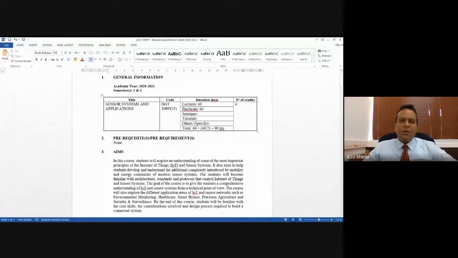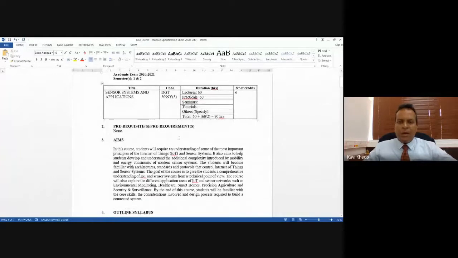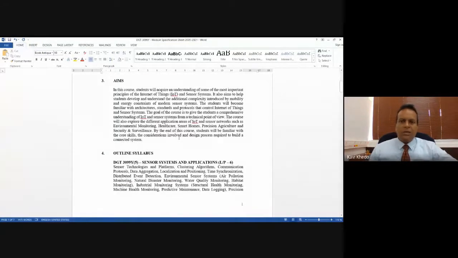At the end of the day, this is becoming increasingly popular all around the world, where we deploy sensors in the environment to monitor different sorts of data, whether it is environmental data or agricultural data, and it is increasingly being used. This is why in your applied computing degree, we have included a module on sensor systems and applications. The aim here is to introduce to you the most important principles of the Internet of Things and sensor systems. It will help you to develop and understand the additional complexity introduced by mobility.